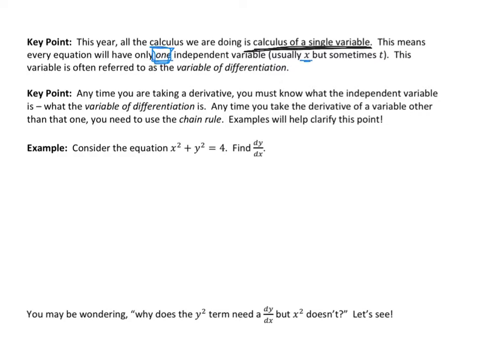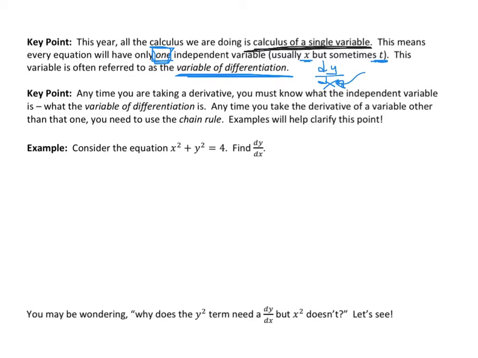It's usually the x variable. Sometimes it's a t variable. Every once in a while it'll be something else. But generally speaking, it's those ones. Those variables are often referred to as the variable of differentiation. The way that you can tell that, by the way, like when somebody says, hey, what's dy dx? The variable on the bottom down there, that's the variable of differentiation.